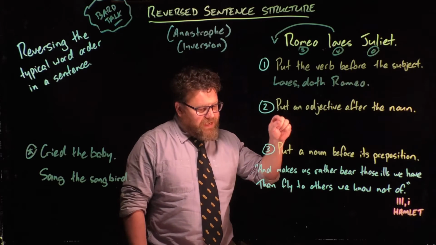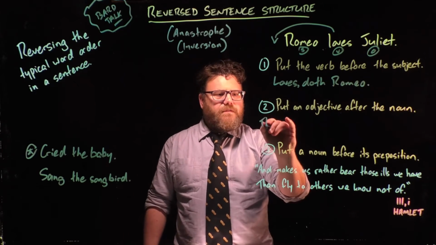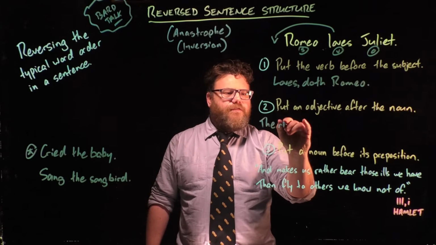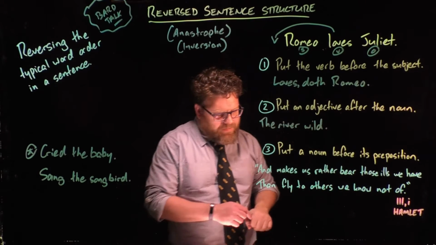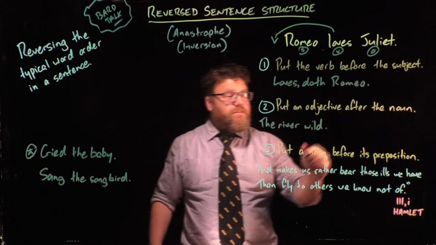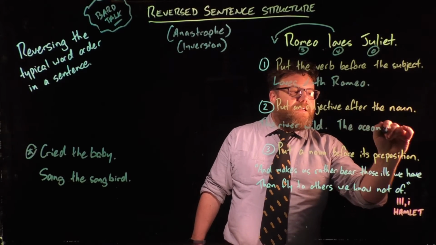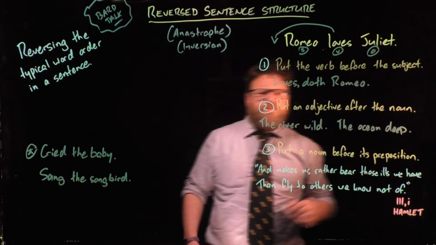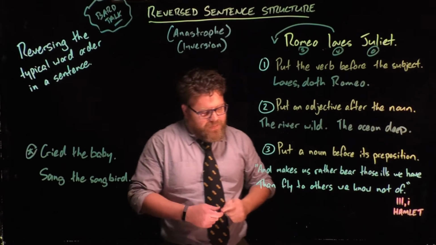A second way that Shakespeare sometimes, and other writers sometimes, do this sort of inversion is by putting an adjective after the noun. So instead of saying the wild river, we might have the noun first and then the adjective, the river wild. Instead of saying the deep ocean, we would have the ocean deep. And sometimes it sounds better to say it that way, which is why writers do it.